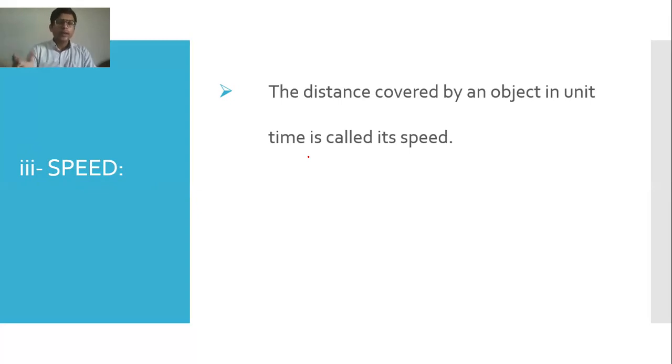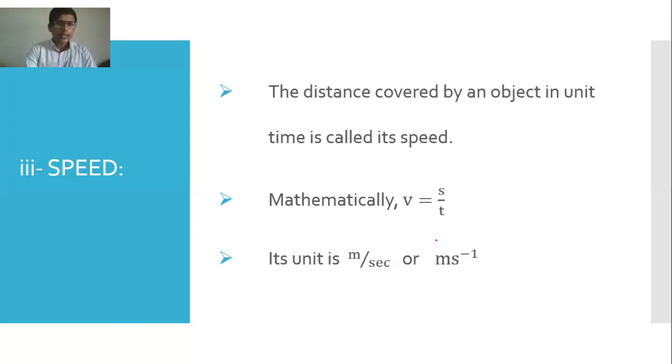For example, if I talk about kilometer per hour, if you ride a bike or a car, the speed shows in kilometer per hour. If you're moving at a speed of 60 kilometer per hour, it shows that you will cover 60 kilometers in 1 hour. So your speed would be 60 kilometer per hour. Mathematically, the formula is v = s/t, where s is the distance and t is the time, and its unit is meter per second or m s^-1. So this is speed.